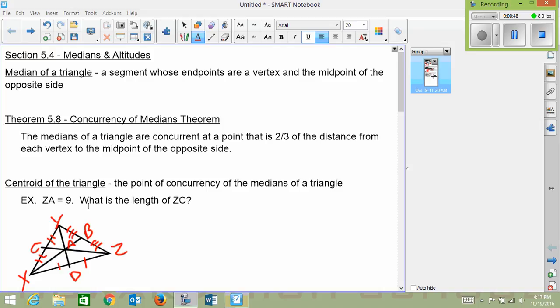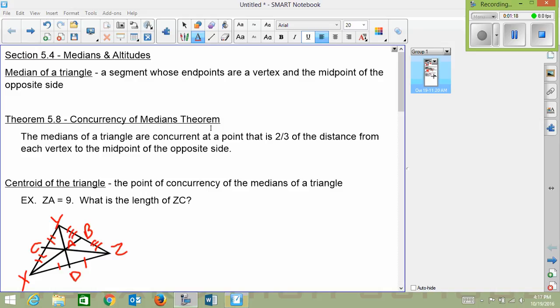So the median down here would be from X over to B. So it's from the vertex and then over to the midpoint of the opposite side. Okay, so that's a median. This one here from Z over to C is a median, and from Y to D is a median. And so the point A in the center right here is the centroid. It's the point where all three of them cross.